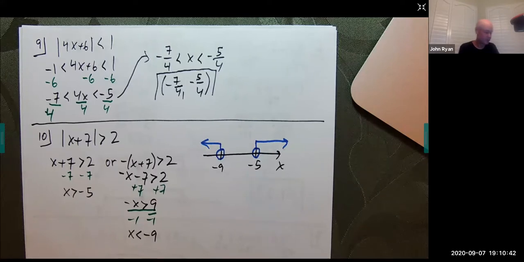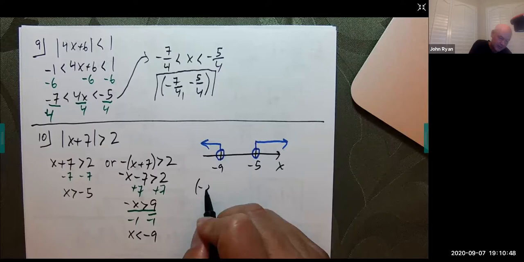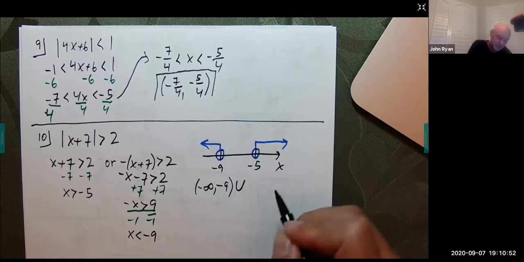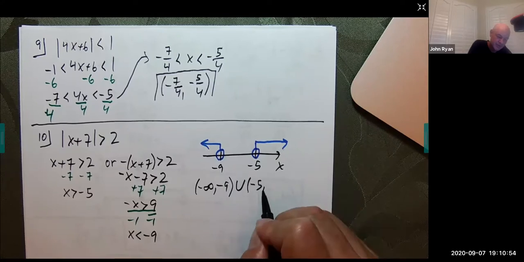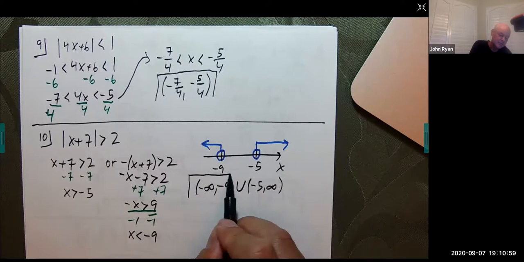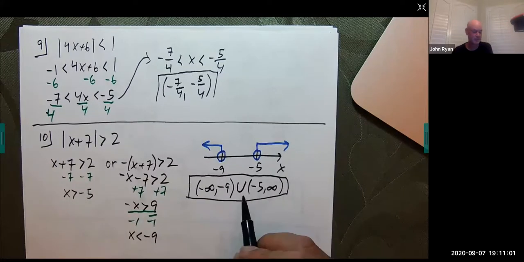And the way we represent "or" in math is going to look like this: -infinity to -9, we use the union symbol, -5 to infinity. That is interval notation. And again, that union symbol represents the word or.